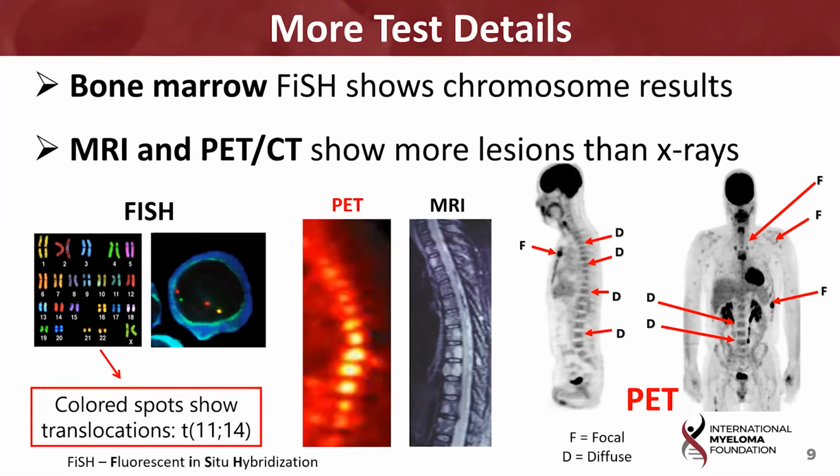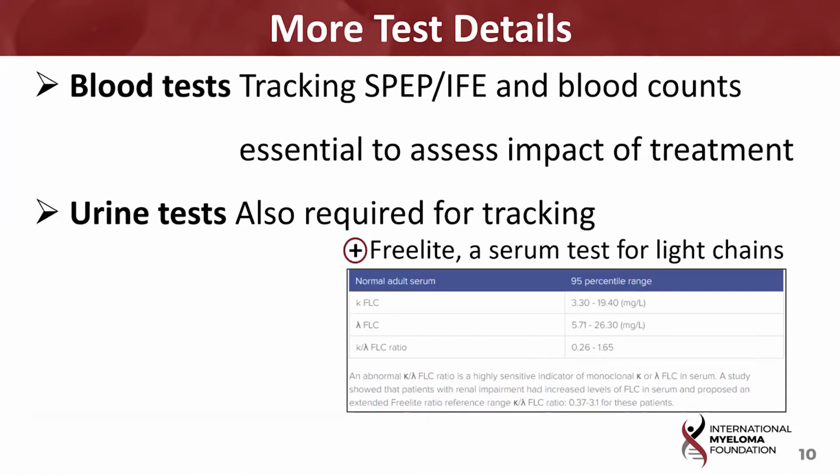So we tend to talk about lesions which are focal or diffuse, and we tend to focus on where they are. Obviously, when they're in the back and spine areas, that's where we worry about pain and collapse of our vertebra, which some of you may in fact have experienced.